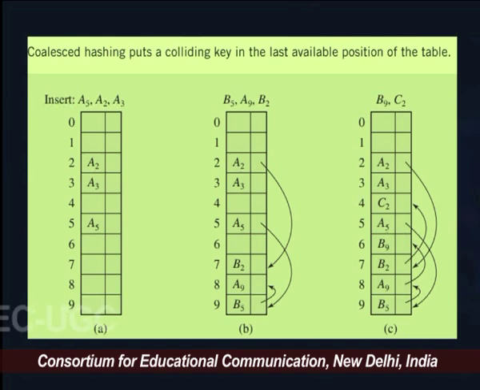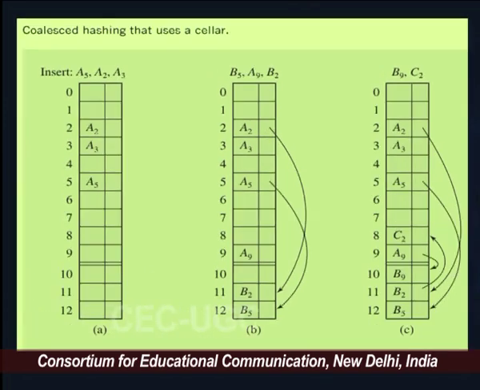So, that particular example which we have seen in our earlier method of chaining, here we are looking at with respect to the cellar, which is an overflow area, and in this figure you can see that overflow area.